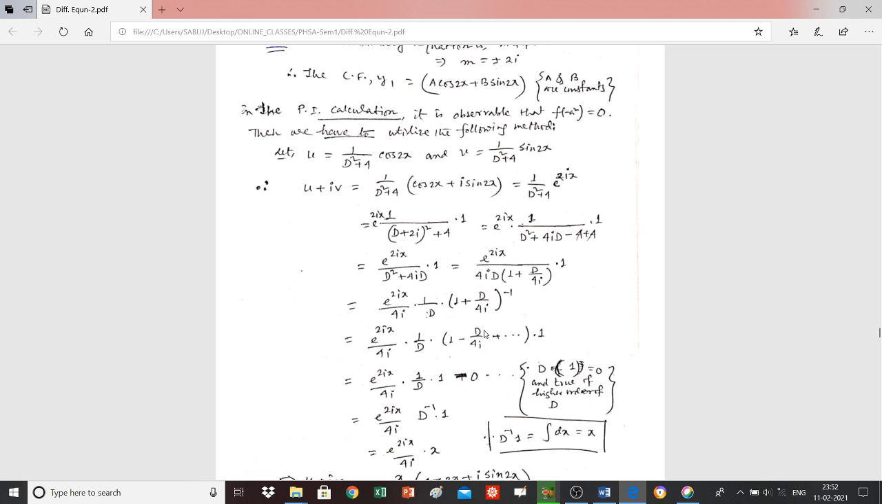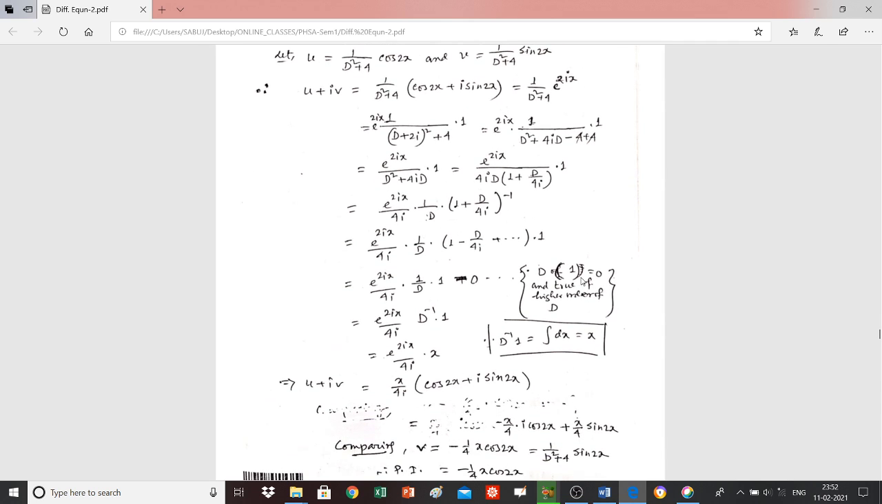But see here the right hand side is 1. D means differentiation, so the first derivative provides 0, so other terms of D can be neglected easily. So e to the 2ix by 4i, then 1 by D, and just compute this term. 1 into 1 means 1, then D into 1 means 0. So there will be only 1 by D into 1. This is easier because the differentiation of 1 is equal to 0. So e to the 2ix by 4i, 1 by D means D inverse into 1, D inverse means integration, 1 means dx, so that will give you x.